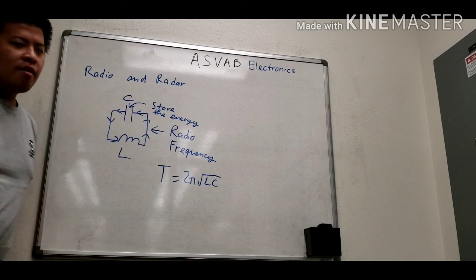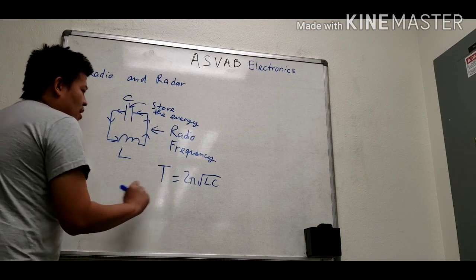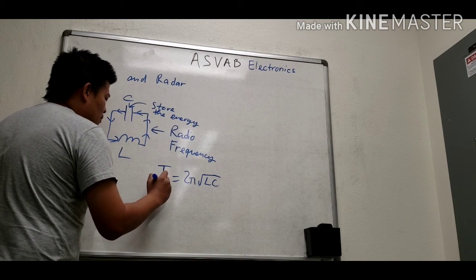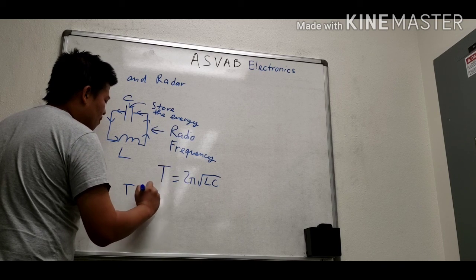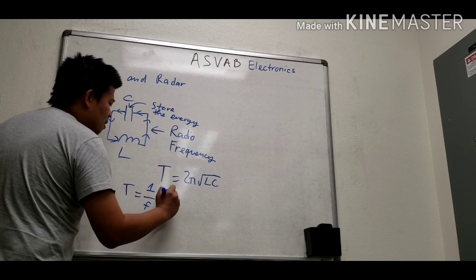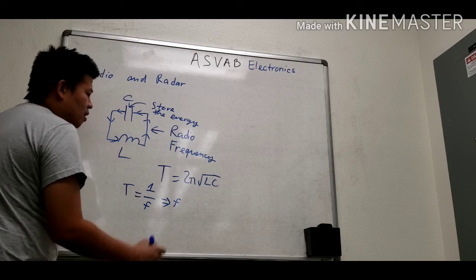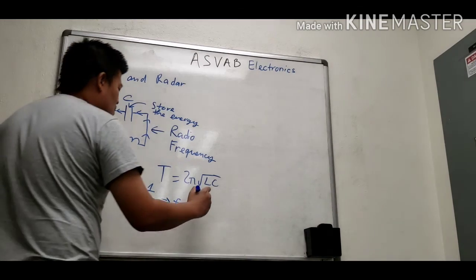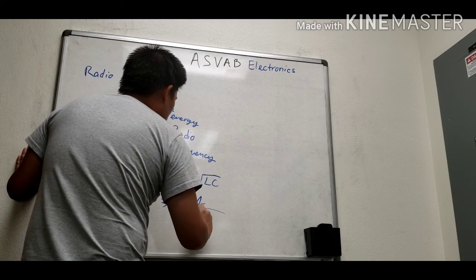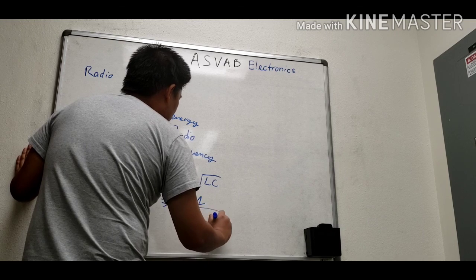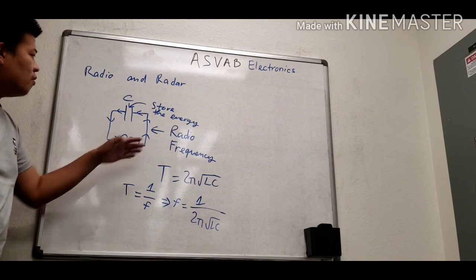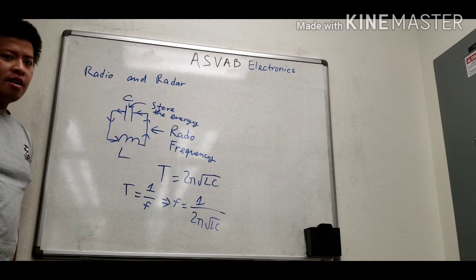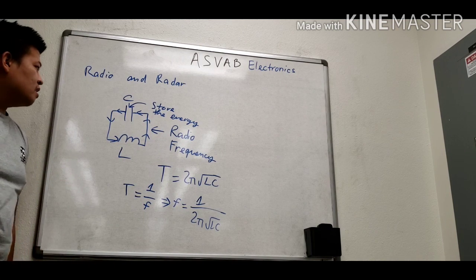T is the period, and we can transform the formula for frequency. We have T equal to 1 divided by F, so that the frequency of the radio should be 1 divided by 2 pi multiplied with the square root of LC. This formula is so important for the radio frequency, and this will be on the ASVAB test.